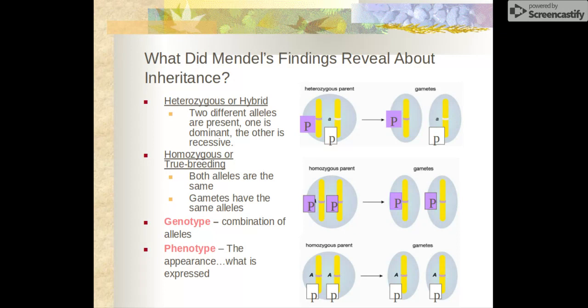He found that individuals that were heterozygous, or hybrids, had 2 different alleles. One of those alleles was dominant, the other was recessive. And so we get the phenotype of the dominant allele because it covers up the recessive one. He found that with homozygous or true breeding plants, both alleles are the same. So we've got that big P gives us purple, little p gives us white. And so our genotype in the homozygous plants reflects their phenotype.